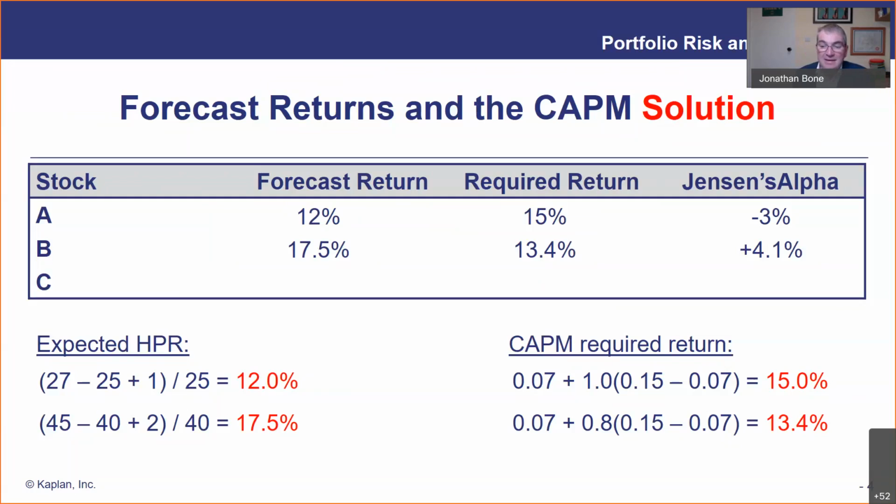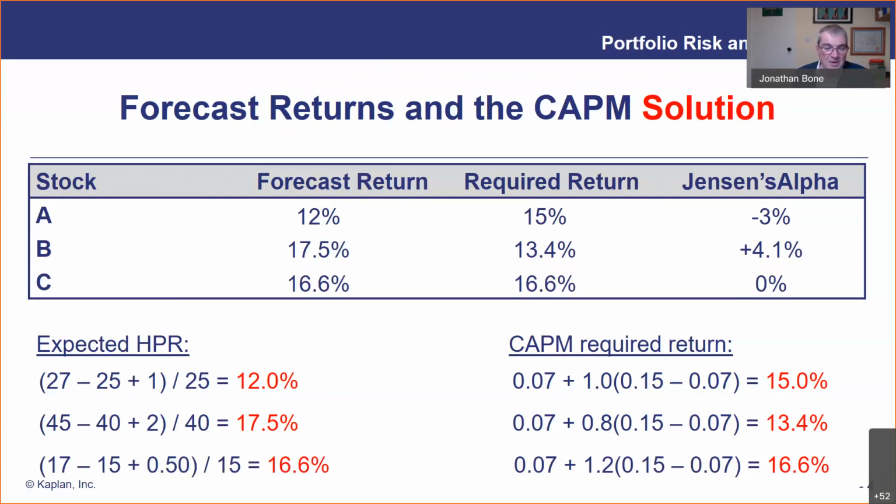So an undervalued security. And stock C, okay, so the expected holding period return, 16.6, and CAPM, 16.6. So this is a correctly valued security. It's neither over nor undervalued.